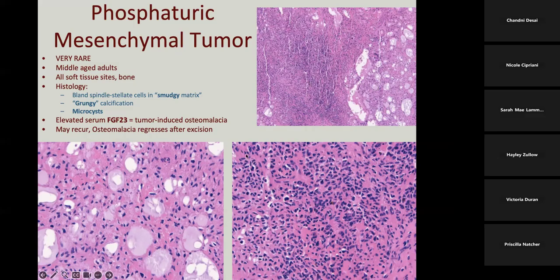What it looks like is very kind of bland spindle cells with this very grungy so-called microcystic or calcified matrix. And you can do ISH for FGF23 in tissue if you want, or you can just watch after the tumor is resected, the patient's serum FGF23 resolves. So basically, removing the tumor resolves the serologic abnormalities.